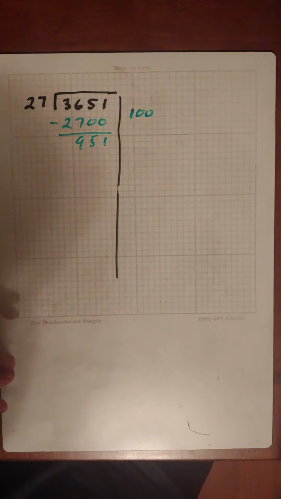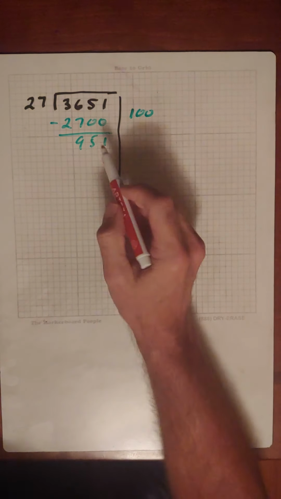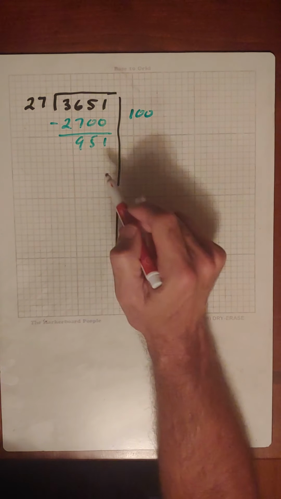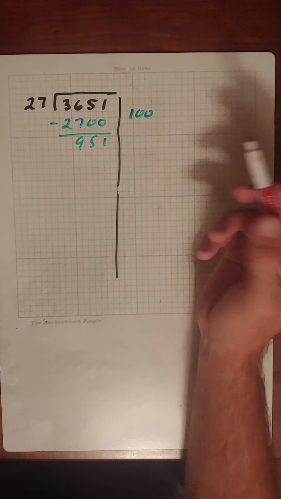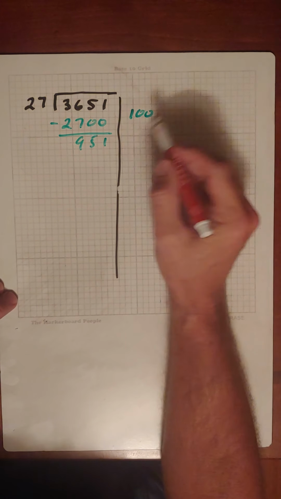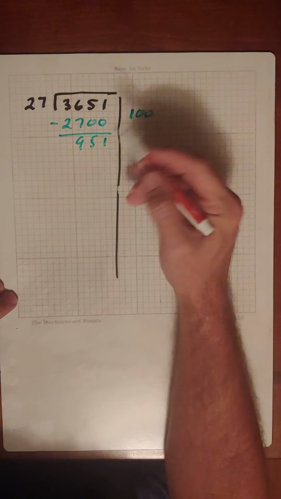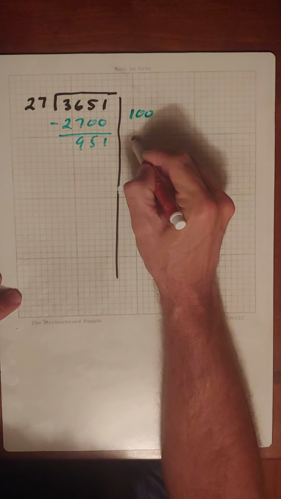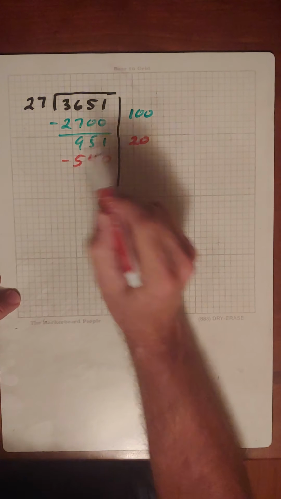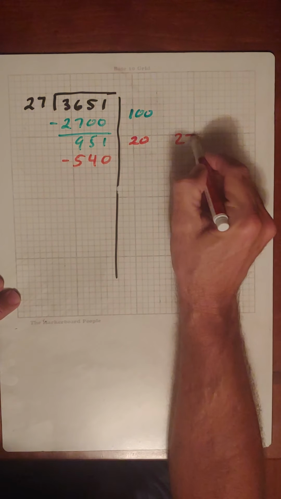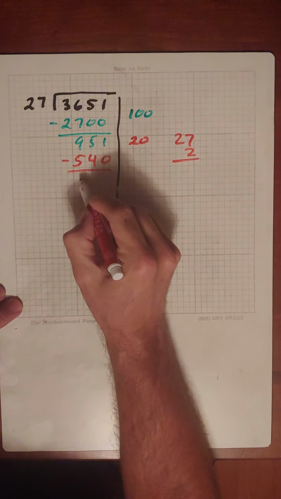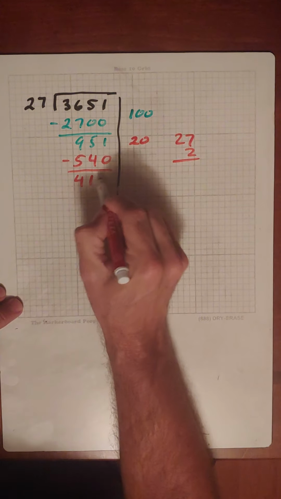Okay. So then I go, well, I don't really know 27 times what gives me 950. So I might just go times 20, right? I don't really know, but 27 times 2 I think is 54, so I could go times 20 would be 540. And maybe they do a little side problem over here of 27 times 2, whatever. I'm fine with that. And so then we're going to go here and we get 4, 1, 1.